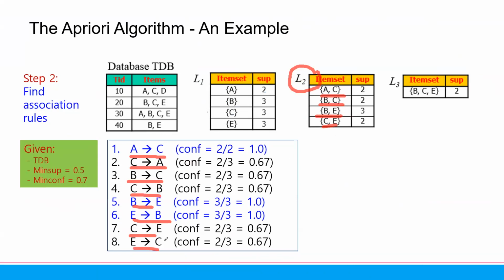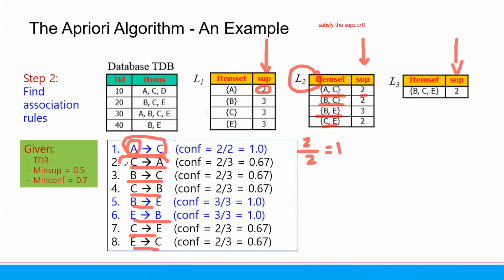We know that these already satisfy the support. So we just need to check the confidence. Here is the confidence of A to C. We check the support count of AC, which is 2, divided by the support count of A. What is the support count of A? It is 2. And we will have 1.